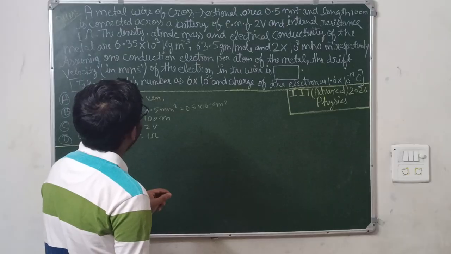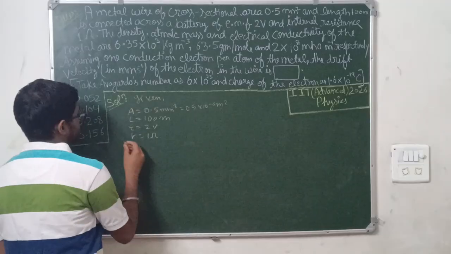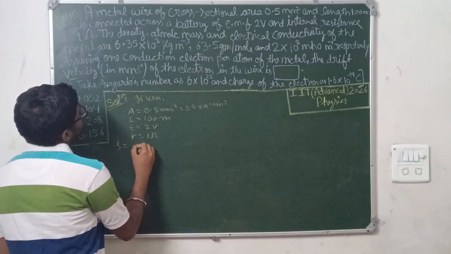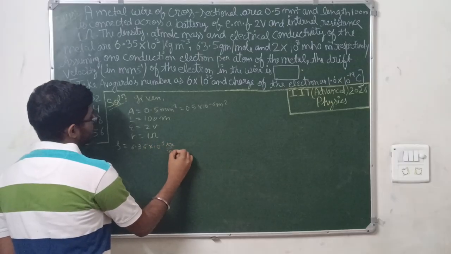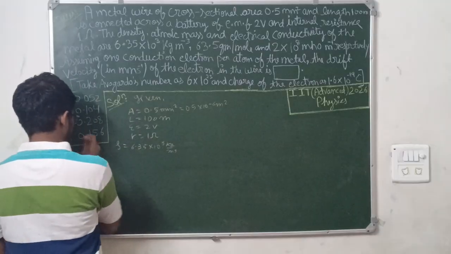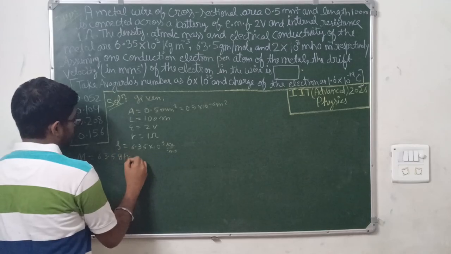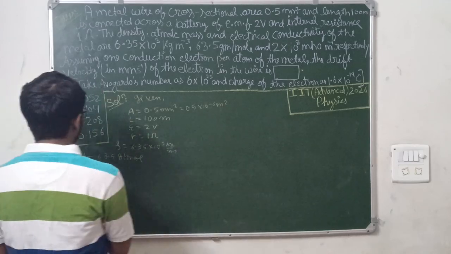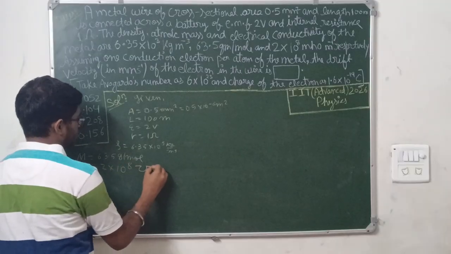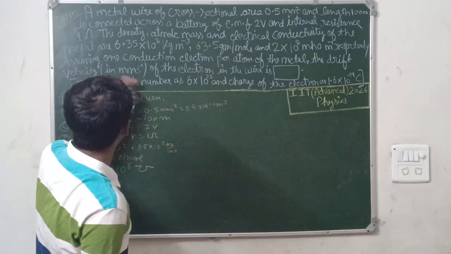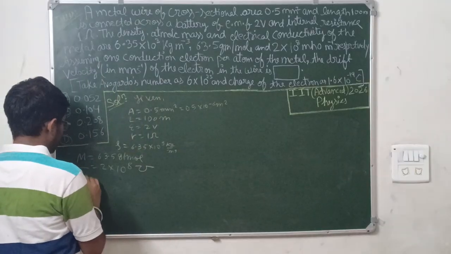And the density, atomic mass, and electrical conductivity of the metal: the density rho is 6.35 into 10 to the power 3 kg per meter cube, the atomic mass is 63.5 gram per mole, and the electrical conductivity sigma is 2 into 10 to the power 8 mho, respectively. Assuming one conduction electron per atom of the metal, we have to find the drift velocity, Vd.